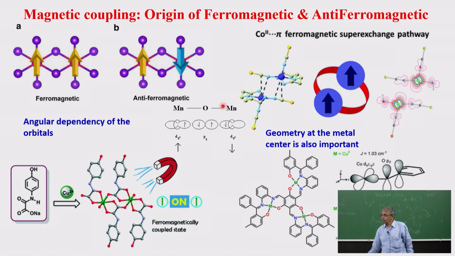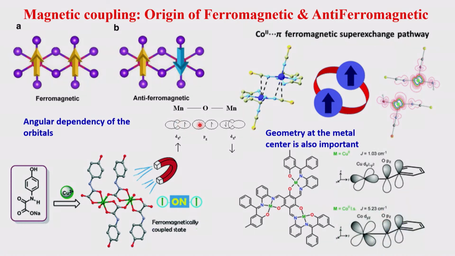Okay. So suppose you take the Mn-O-Mn here. This angle is 180, that's a very important angle, and then these orbitals overlap in this direction. So you see this is an up spin, this is a down spin. So these two are antiferromagnetically coupled.